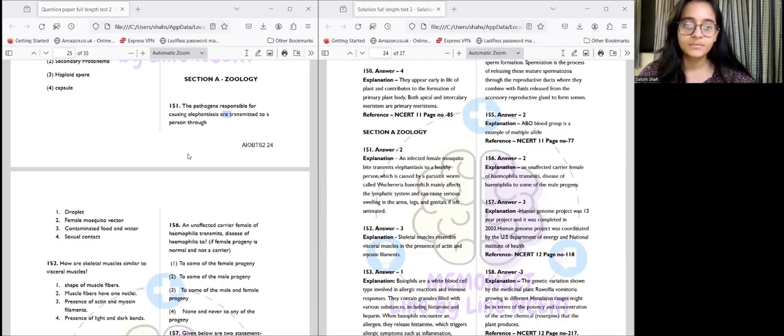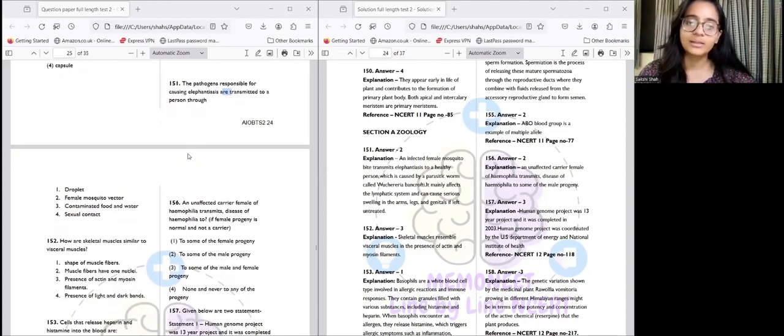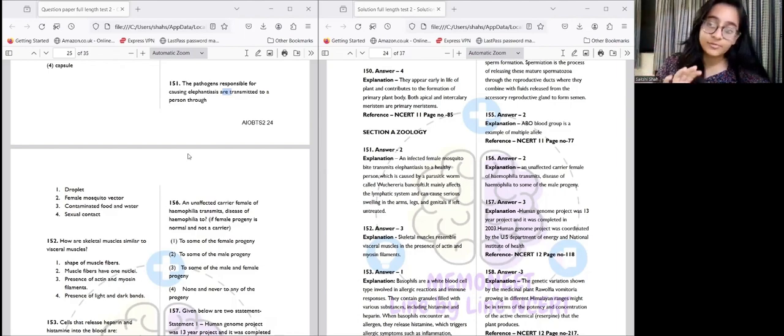So let's begin. For question number 151, the question states the pathogen responsible for causing elephantiasis is transmitted to a person through dash. So what is elephantiasis? Elephantiasis is also known as filariasis. It's a disease which is caused by a parasitic worm. The worm is known as Wuchereria bancrofti. So the causative organism for elephantiasis will be Wuchereria bancrofti. How is it spread? It's spread by a female mosquito vector.